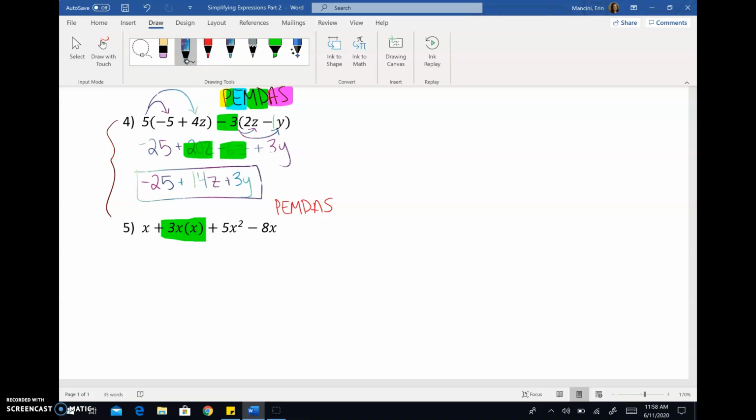I want to talk about what 3x times x is. Okay, 3x itself really means 3 times x. And 3x then times x, well, when you put the parentheses there, that just means multiplication. So this really means 3 times x times x. And what is x times x?